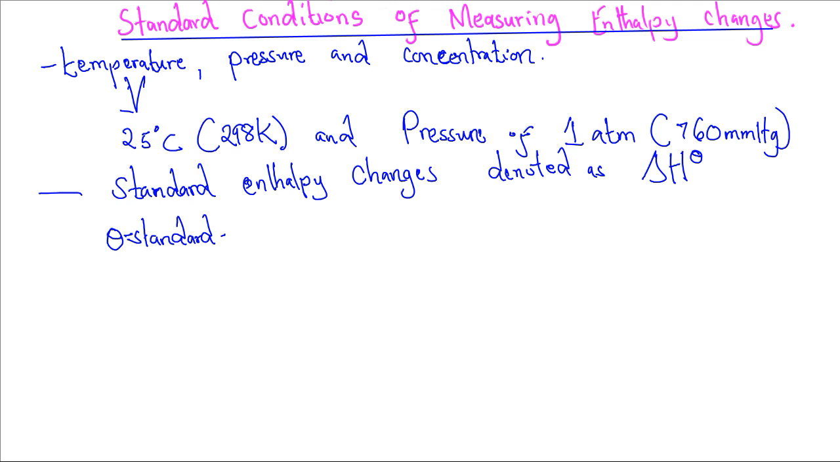Example: when ethanol is burnt at 25 degrees Celsius and a pressure of 1 atmosphere, then the heat change that occurs is standard, and for combustion will be denoted as delta H standard for combustion. If you want to go specific, you put ethanol in bracket.